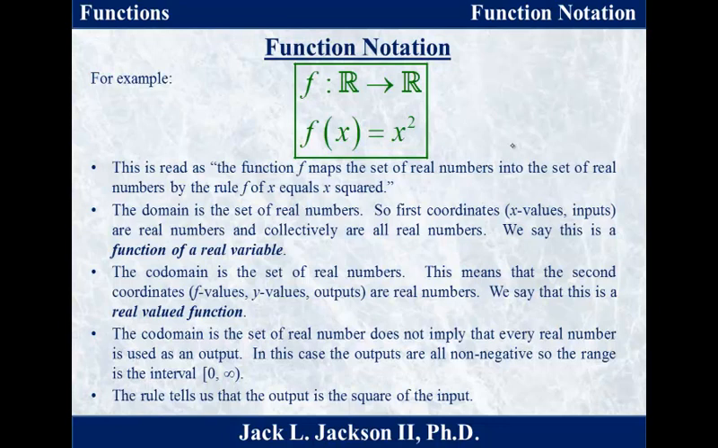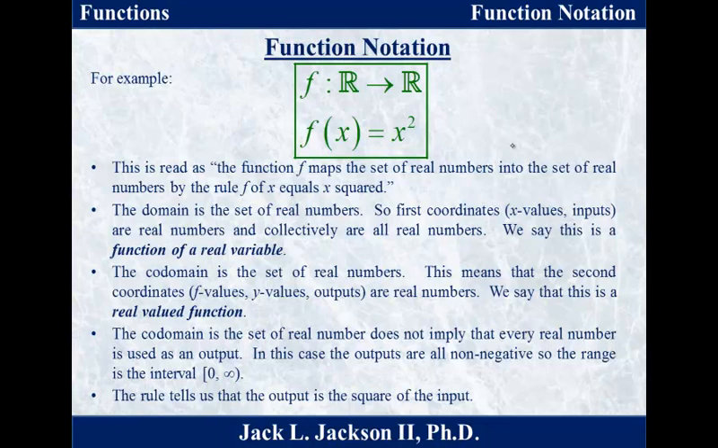The first R is the domain. So it tells us that not only are the first coordinates real numbers, all real numbers actually are used. When the domain is the real numbers, we say it's a function of a real variable. In other words, the values that the variable x can take on are real numbers. The second R says that it's a real valued function. So the values, that is the y values, f values, outputs, are real numbers as well. So this is a real valued function of a real variable.